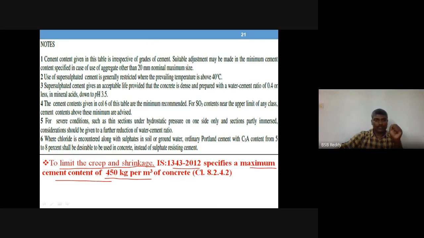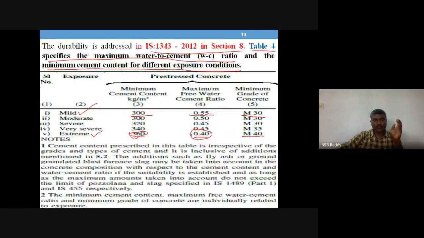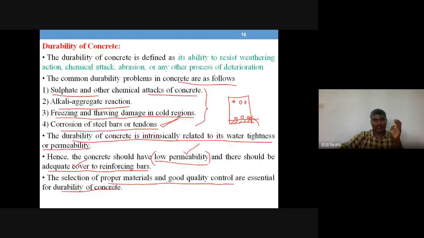In the earlier code it was 530. Even IS 456 suggests 530 kg per cubic meter of concrete. The latest revision of the IS code gives you 450 kg per cubic meter of concrete. So this is about the durability aspect of the concrete.